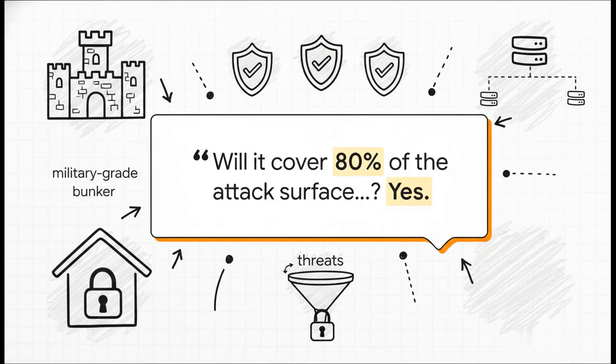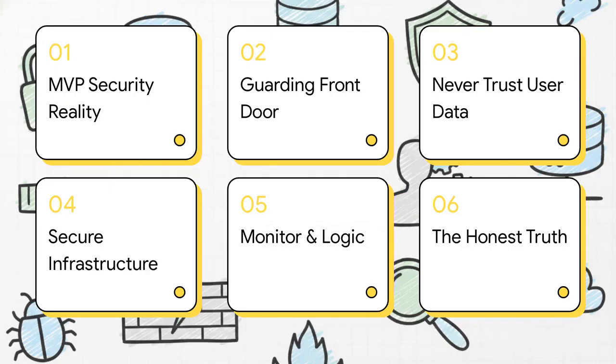Our guiding philosophy for this entire explainer is incredibly simple. Ask yourself, will this cover 80% of the attack surface that gets most early-stage apps compromised? And the answer here is yes. This isn't about some unattainable, perfect security setup. When you're just out there testing an idea with an MVP, you don't need a military-grade bunker. You really don't, but you absolutely do need basic locks on your doors. Okay, let's dive into this.